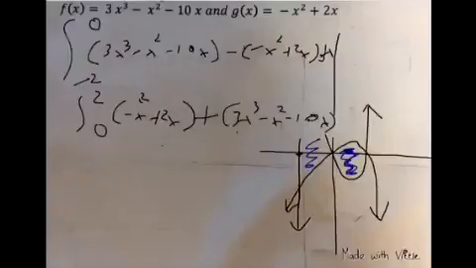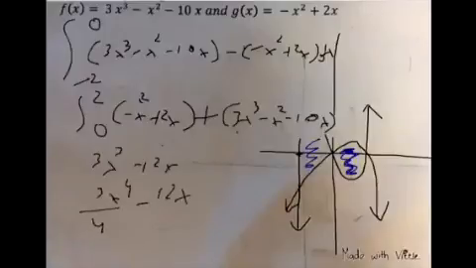So what you're going to do is take the integrals of both, which is going to take a while. Okay, so the first one is going to end up being 3x cubed minus 12x, which is going to be 3x to the fourth over 4 minus 12x over 2.